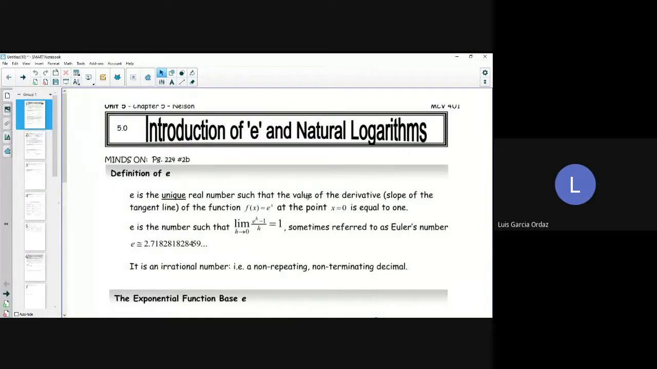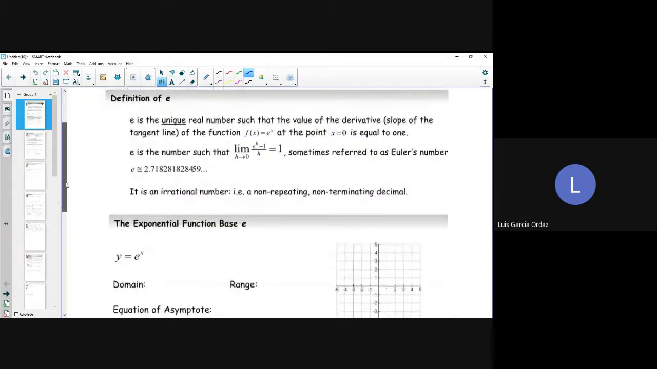The function e, which is also a log. And we're also going to be doing derivatives of trig functions. So this is just an intro, so if you've never seen the e function before.